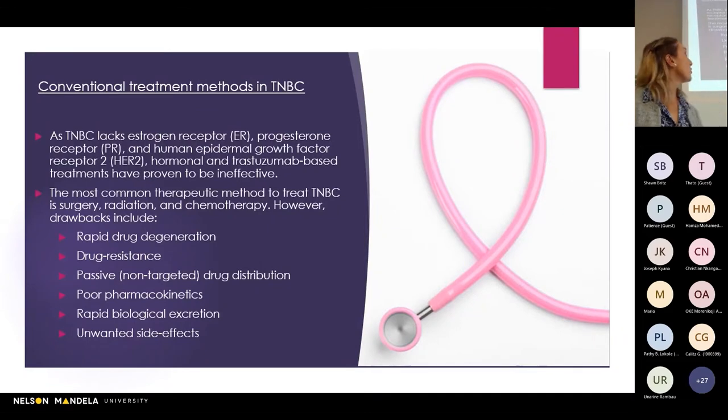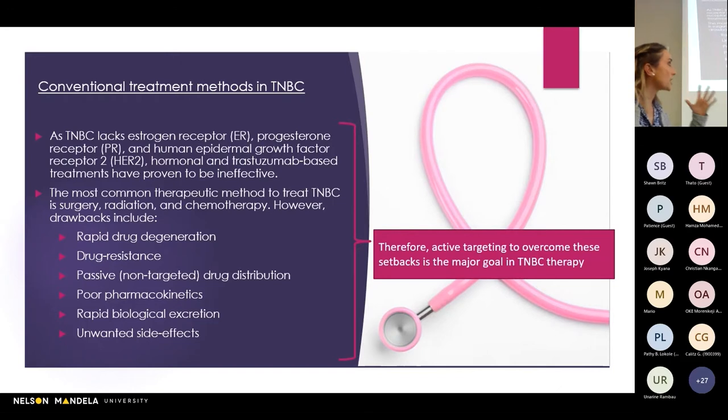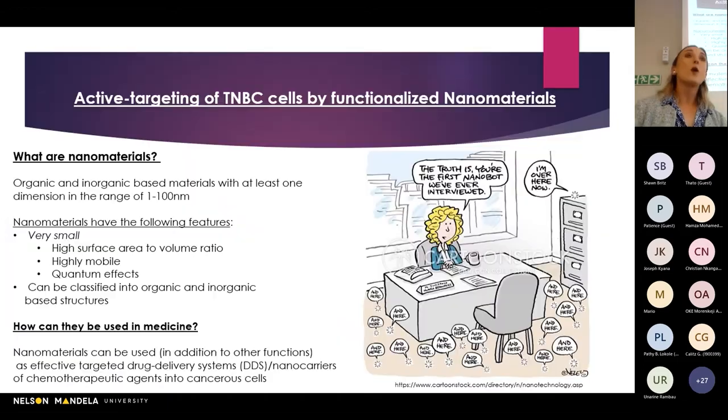Some of these drawbacks include rapid degradation of the chemotherapeutic drug in the body, drug resistance, and a passive or non-targeted approach. So it doesn't matter what the cell is, all of the cells around are going to be affected. There are also poor pharmacokinetics, rapid biological excretion, as well as undesirable side effects. So obviously we need a targeted approach to be able to overcome some of these drawbacks that we are faced with. And this is where nanomaterials come into play.